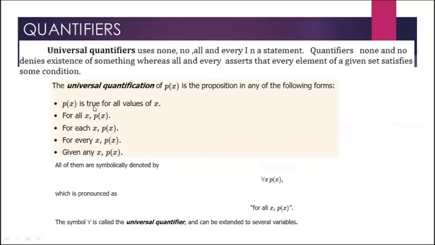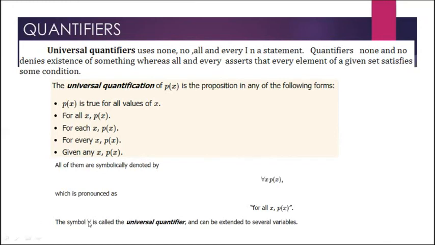P of x is true for all values of x. So we have: for all x, P is a function of x. For each x, P is a function of x. For every x, P is a function of x. Given any x, P is a function of x. All of them are symbolically denoted by inverted A, x, P of x, which is pronounced as for all x, P is a function of x.